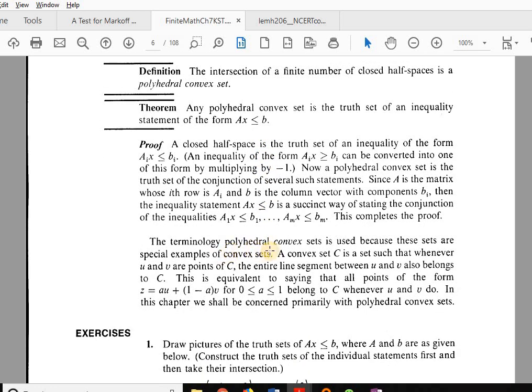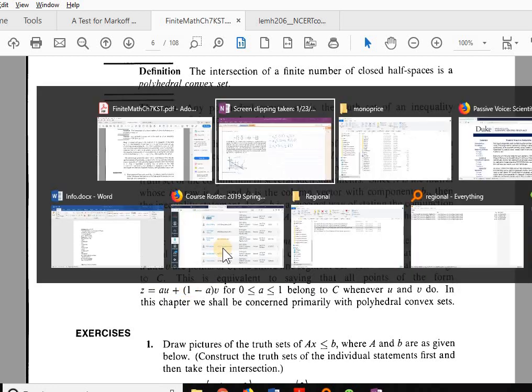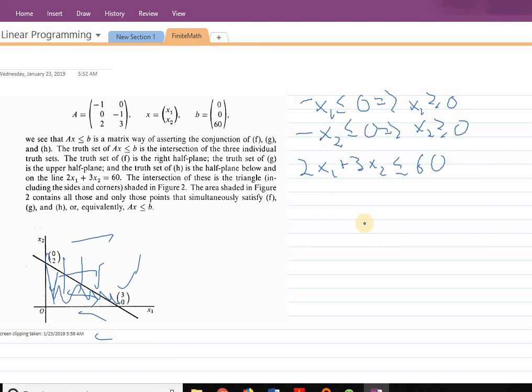Alright, so he says here the terminology polyhedral convex set is used because these sets are a special example of convex sets. So in mathematics, a convex set is a set C such that whenever u and v are points in C, the entire line segment between u and v also belongs to C. Okay, so pictorially that means something like this. If I have some set here and I take any two points in that set, here and here, and I draw the line between them, then the entire line is also in the set.